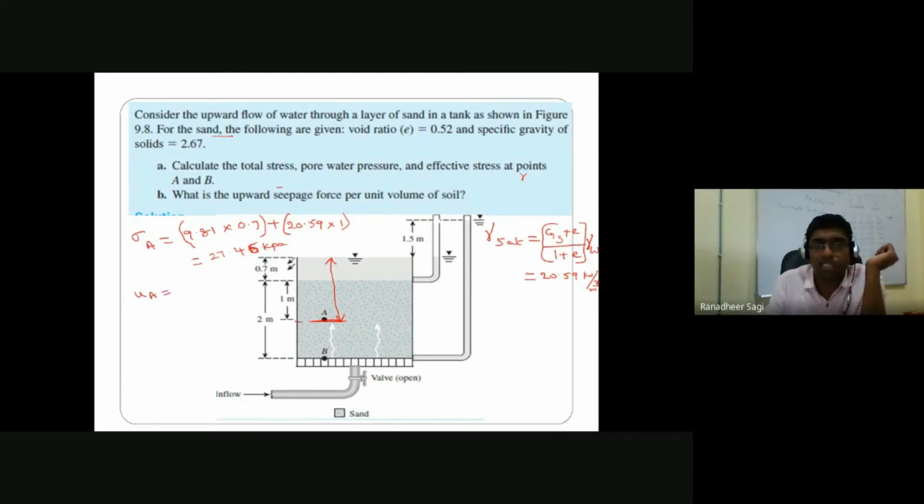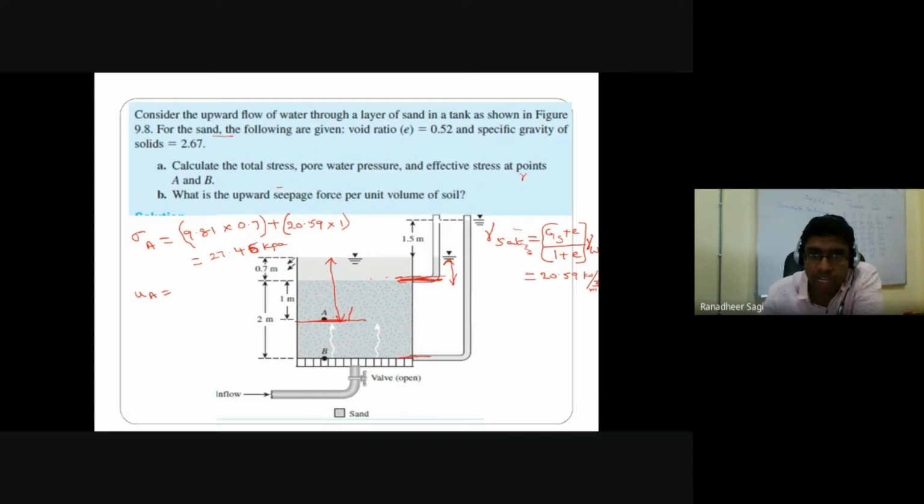If I try to insert a standpipe at point A position, what would be the rise in water level in that standpipe? When the standpipe is inserted here, the rise of water in the standpipe is still here. That means the pressure head at this particular position is nothing but 0.7 meters.